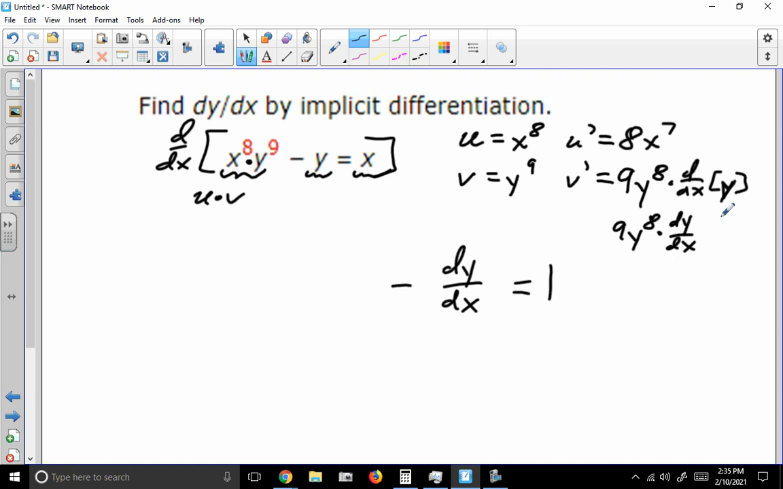So essentially, when we take a derivative and our variable is different than what we're taking the derivative with respect to, we still take the derivative, but we have to pick up a dy over dx. So what is the product rule? It's u prime times v plus u times v prime.